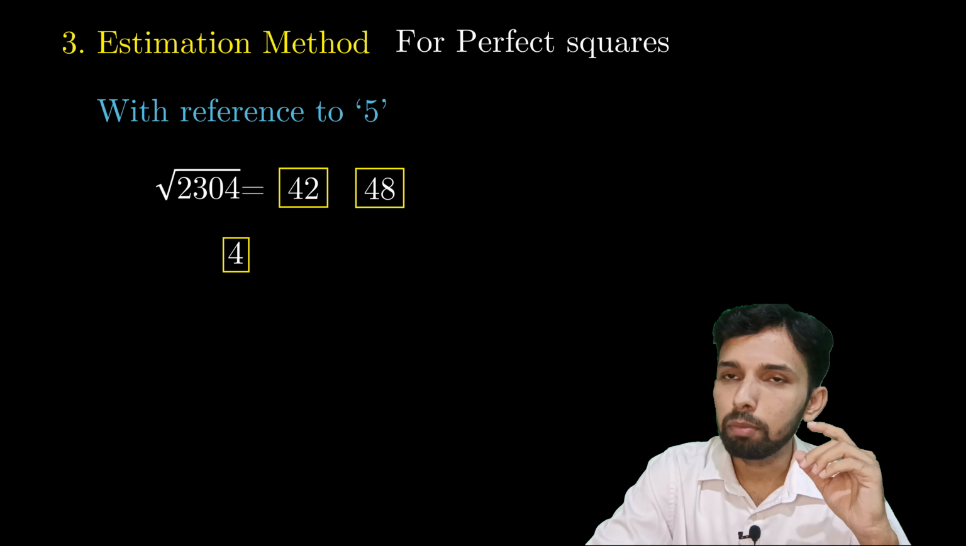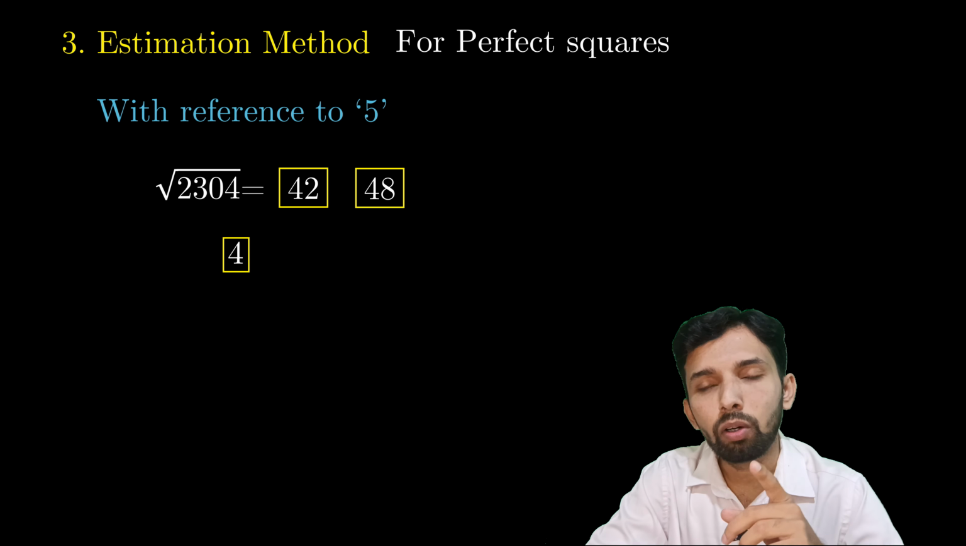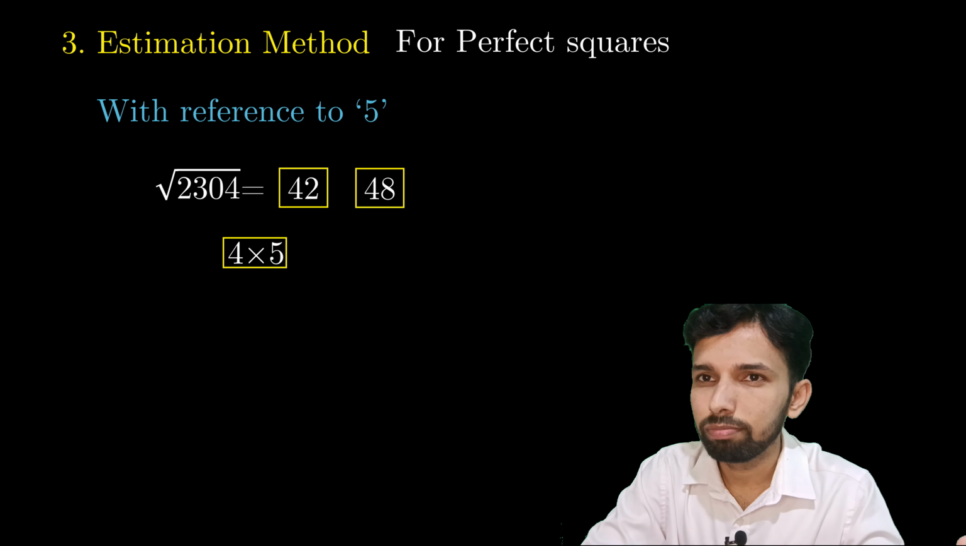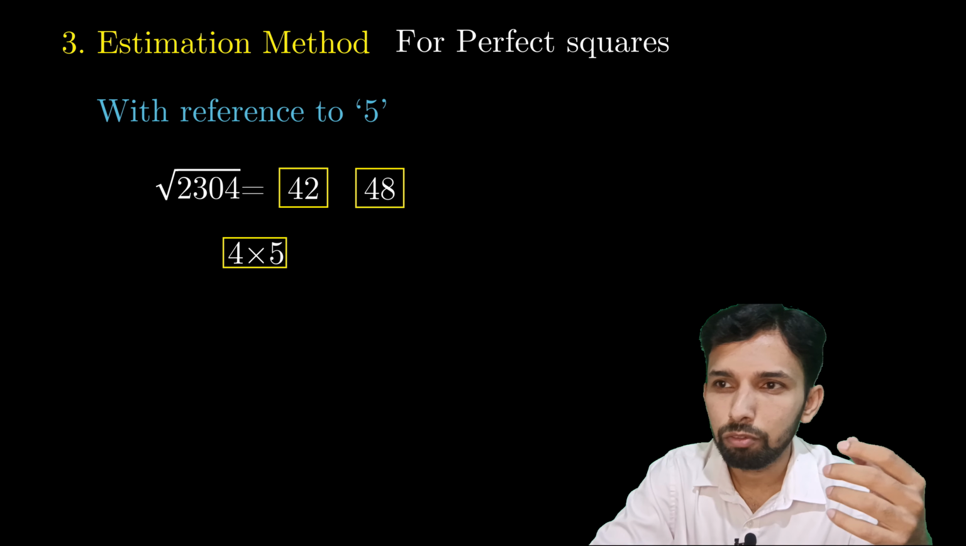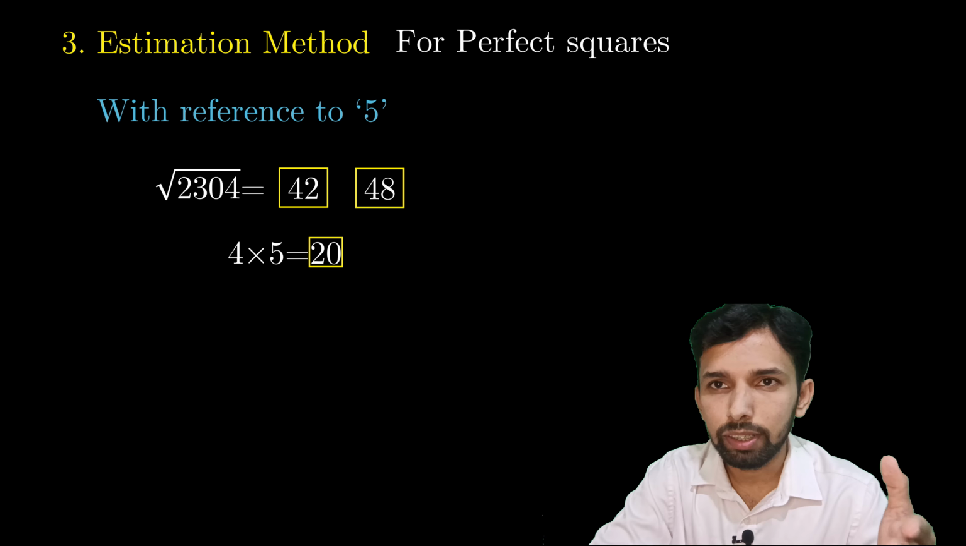Let's go back to the number 4 that we have decided for the tens place value. We are going to multiply 4 with the next consecutive digit. What comes after 4 in the integers? We notice that it is 5. So we multiply 4 with 5. We get the number 20.